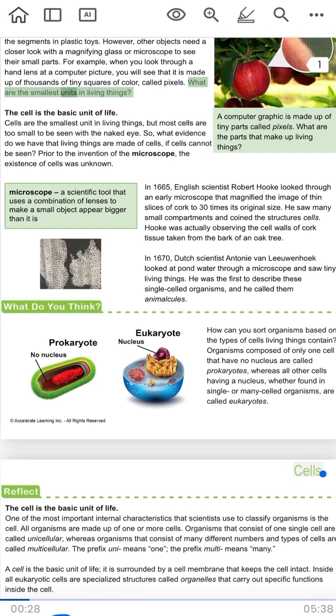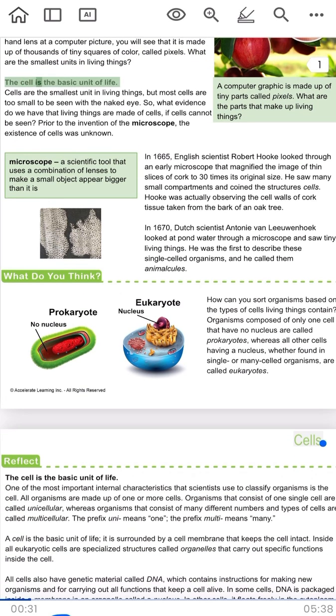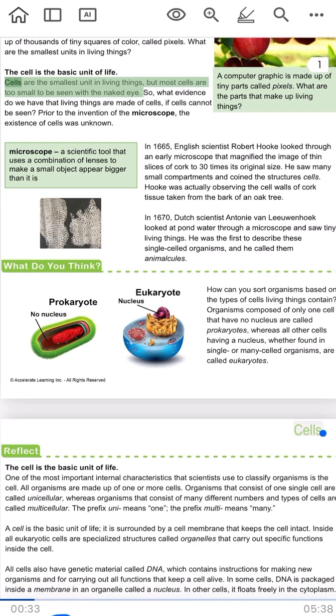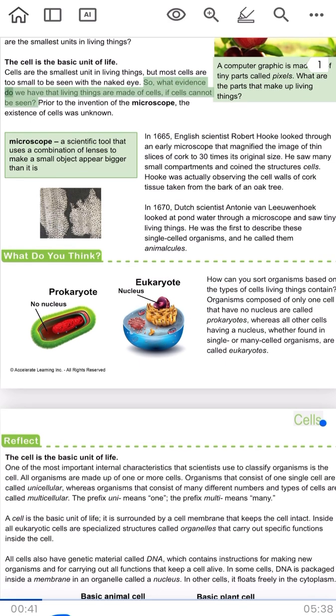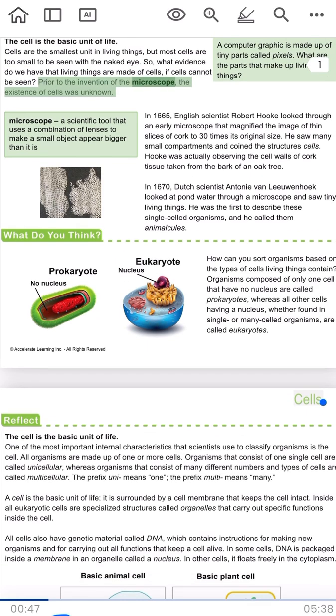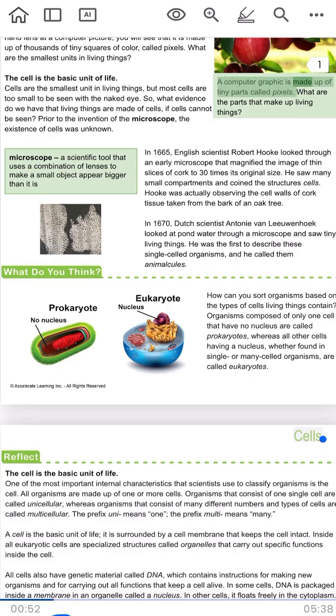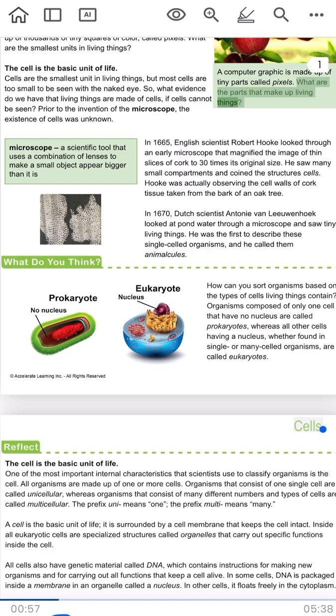What are the smallest units in living things? The cell is the basic unit of life. Cells are the smallest unit in living things, but most cells are too small to be seen with the naked eye. So what evidence do we have that living things are made of cells if cells cannot be seen? Prior to the invention of the microscope, the existence of cells was unknown. A computer graphic is made up of tiny parts called pixels. What are the parts that make up living things?